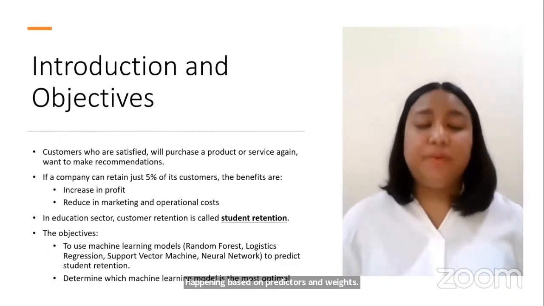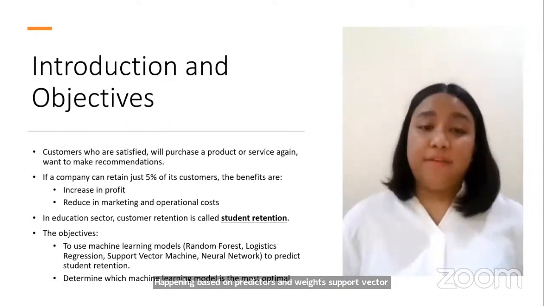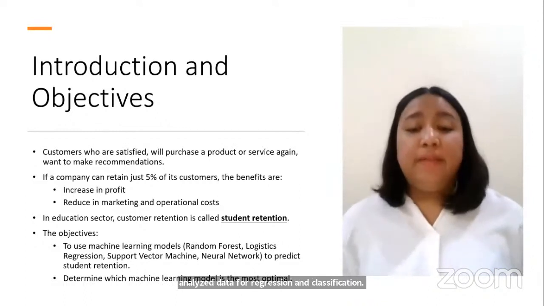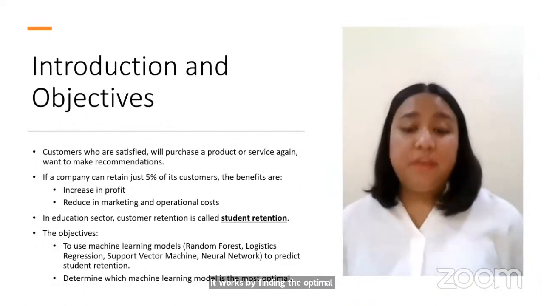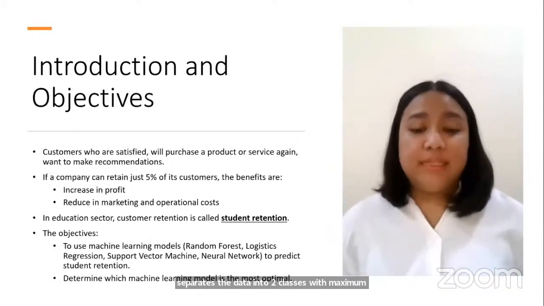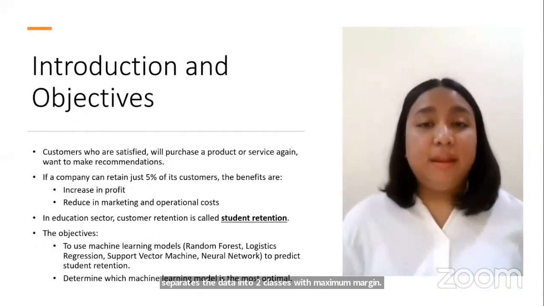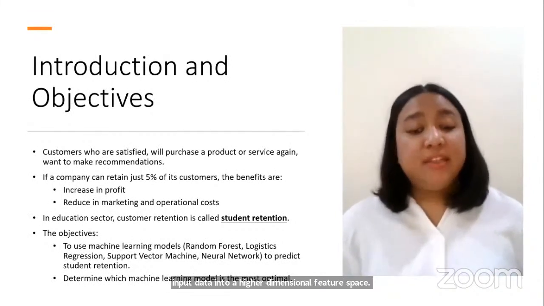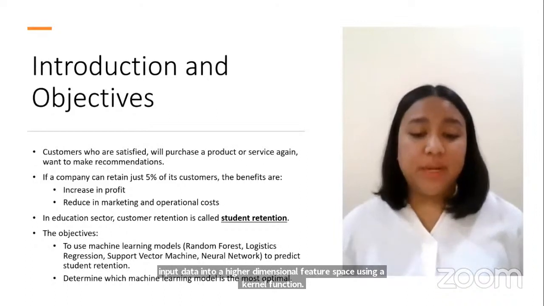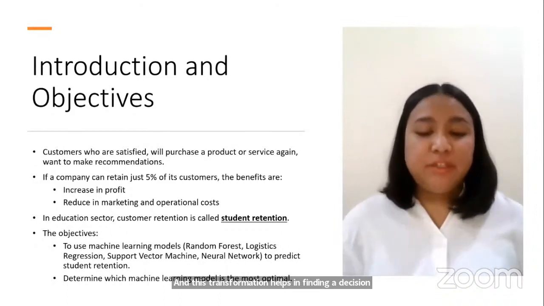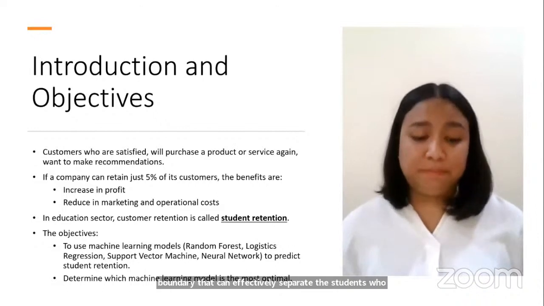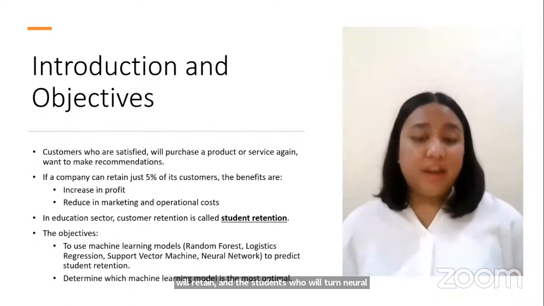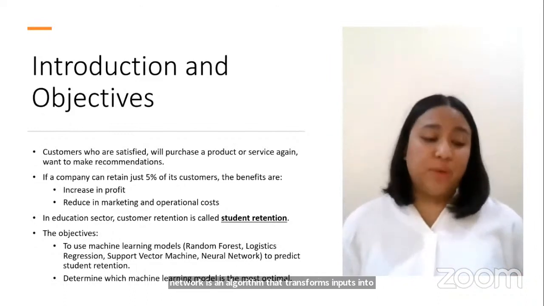Support vector machine is a supervised learning algorithm that analyzes data for regression and classification. It works by finding the optimal hyperplane that separates the data into two classes with maximum margin. To achieve this, support vector machine transforms the input data into a higher dimensional feature space using a kernel function, and this transformation helps in finding a decision boundary that can effectively separate the students who will retain and the students who will churn.